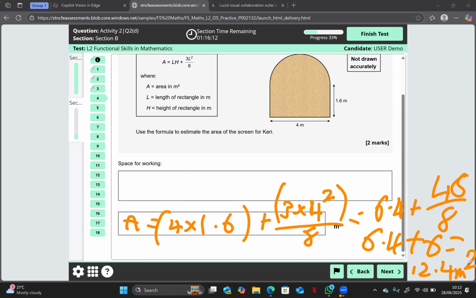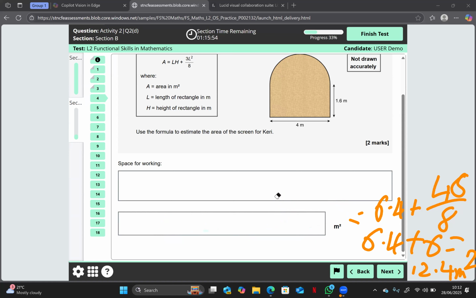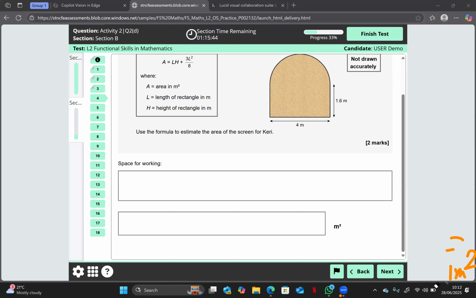All we've done is substitute the values in there. So we did 4 times 1.6 first, then we did 3 times 4 squared. Remember, we have to do the squared first, as it's using BIDMAS and indices go before the multiplication. That gave us 6.4 add 48 over 8, which is 6.4 add 6, which is 12.4 meters squared. And that answer would be 12 meters squared.